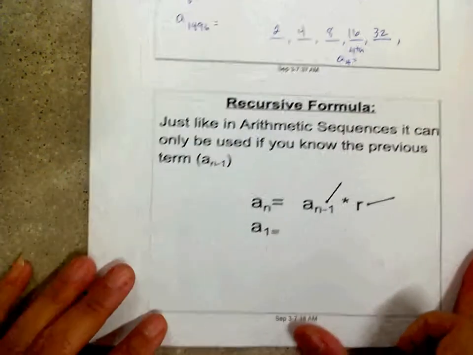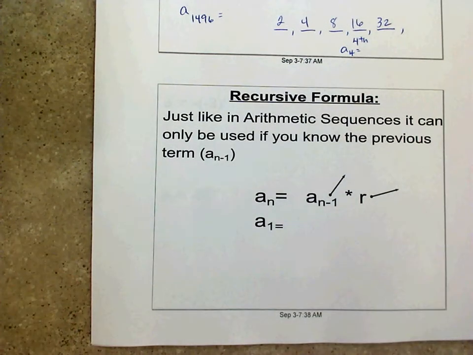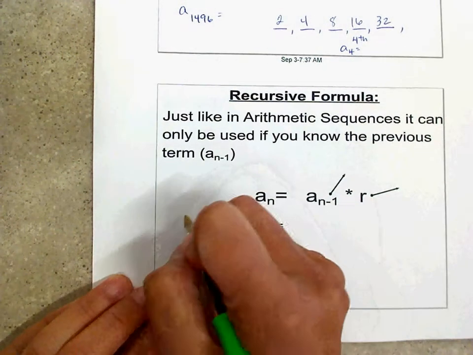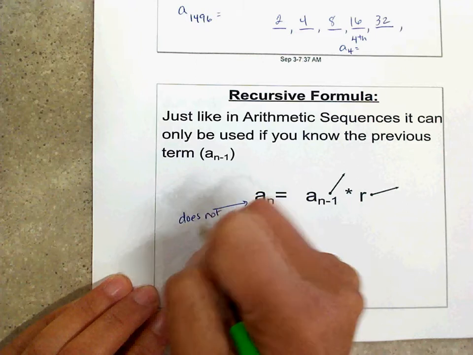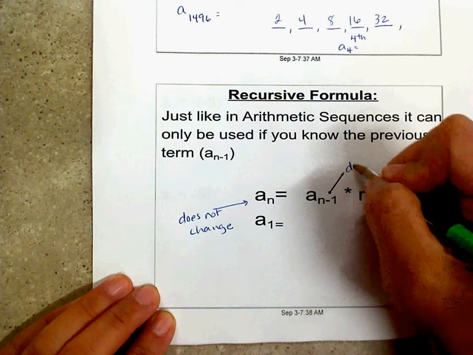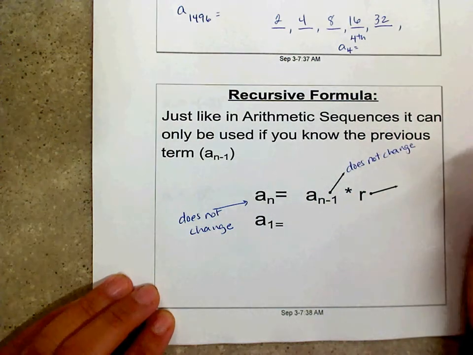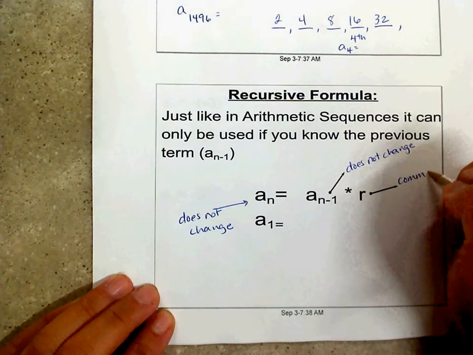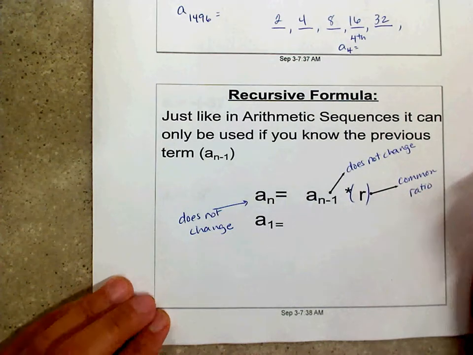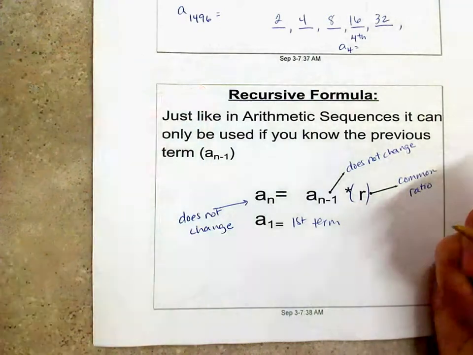Recursive formula is a very general term. You don't really do anything with this formula other than to write it if I ask for it. So, a sub n does not change. You write that as you see it. A sub n minus 1, this also does not change. You're naming a term before it. R is your common ratio. Put parentheses around your R. And a sub 1, that's your first term. This is your recursive formula.